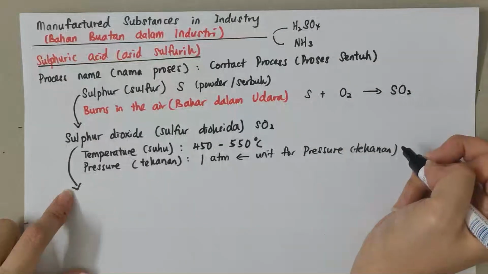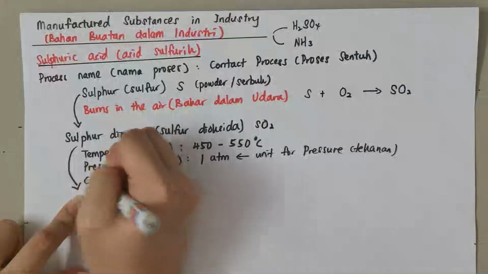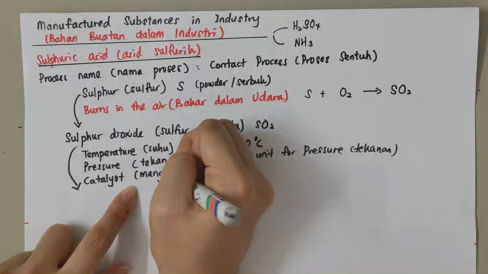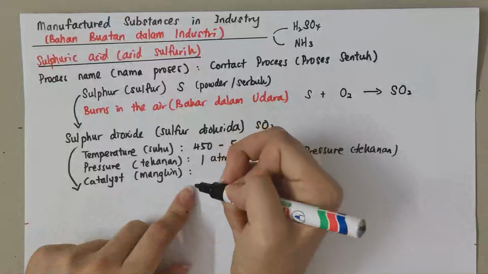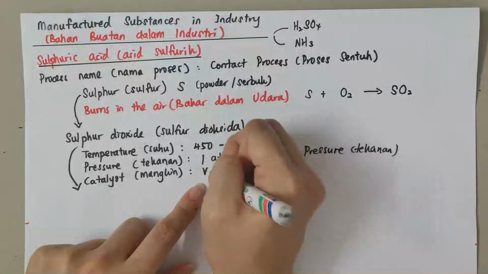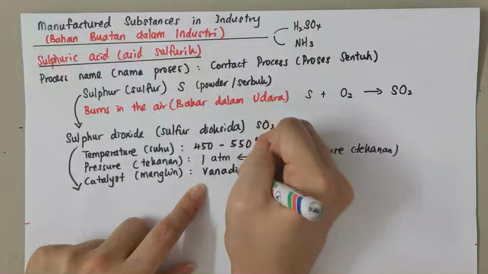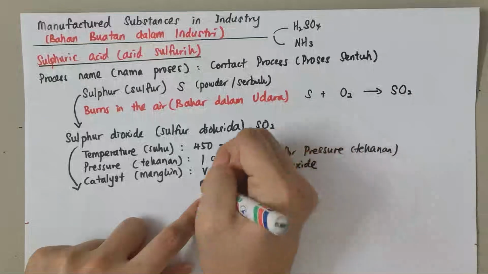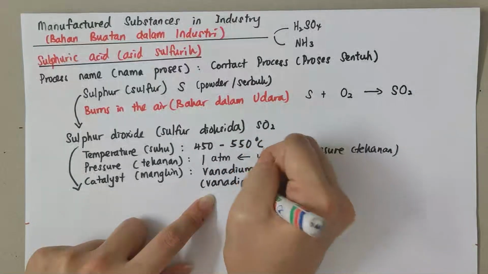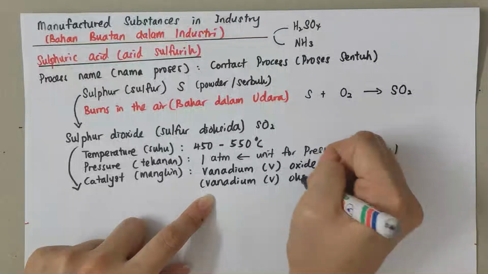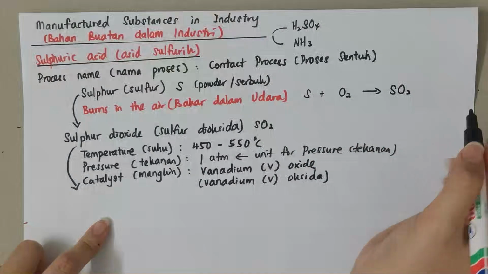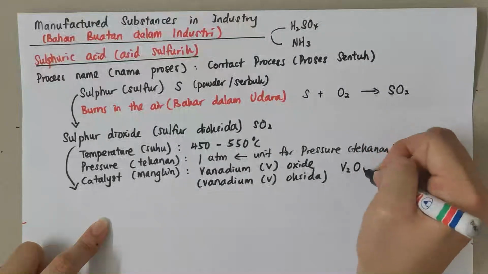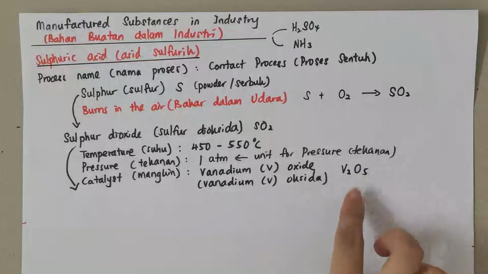And the most important is you must use a catalyst. This one you must remember, because the exam will ask what catalyst is being used. Dia akan guna mangkin. Nama mangkin akan ditanya dalam peperiksaan. The name of the catalyst is vanadium(V) oxide, and the formula for vanadium(V) oxide is V2O5. This one is very important, the exam always asks.